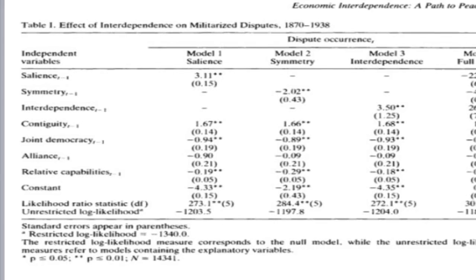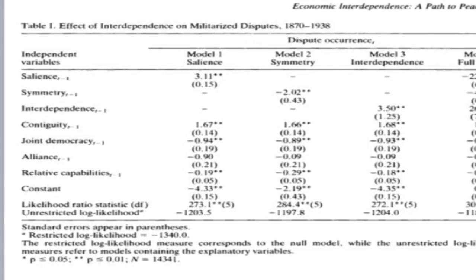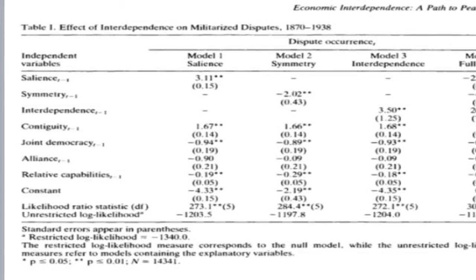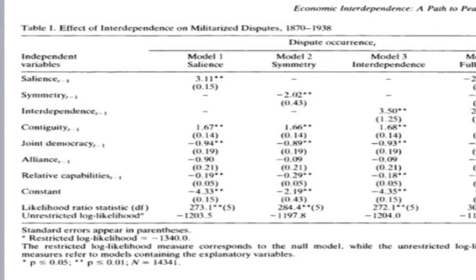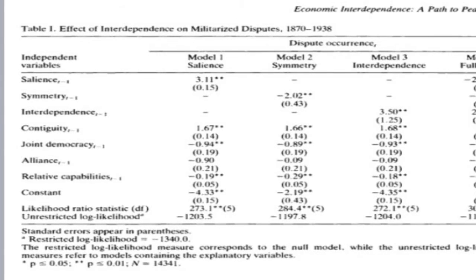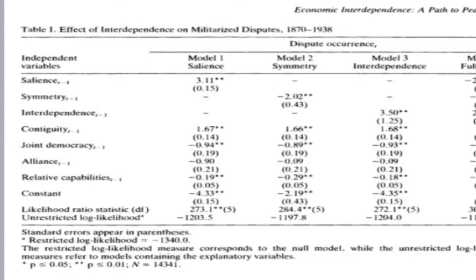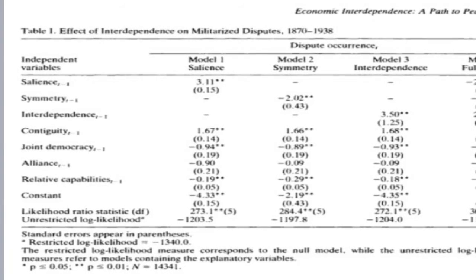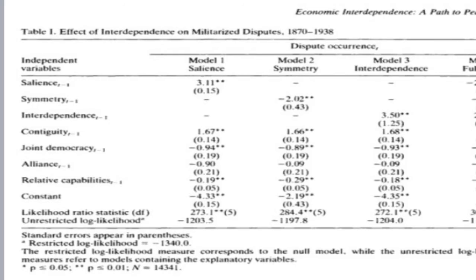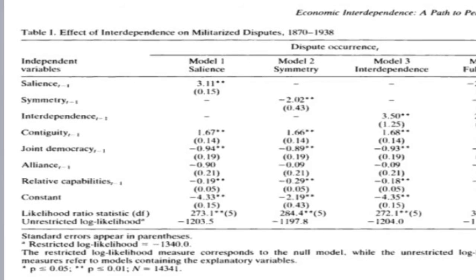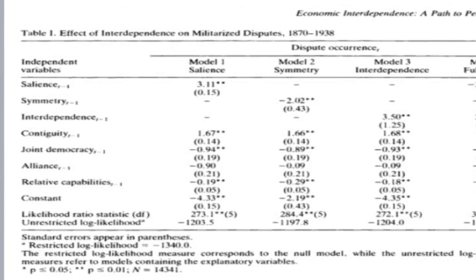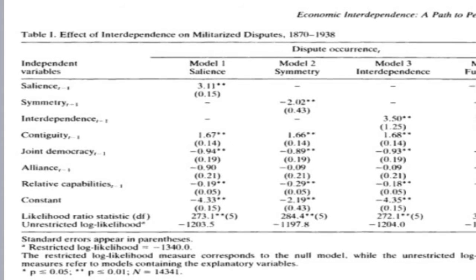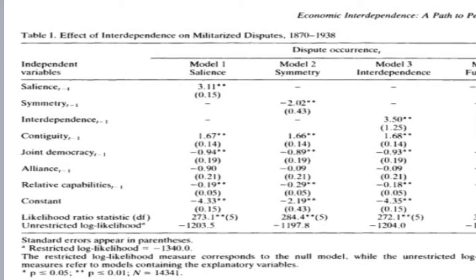And each independent variable, salience, symmetry, interdependence, and all 3 of these combined into one full model constitute a model, right? And so this is just her table that shows you these variables, and the asterisks represent those that were statistically significant, meaning that there was less than a 95% chance or a 99% chance that the relationships, the correlations, were found by chance.